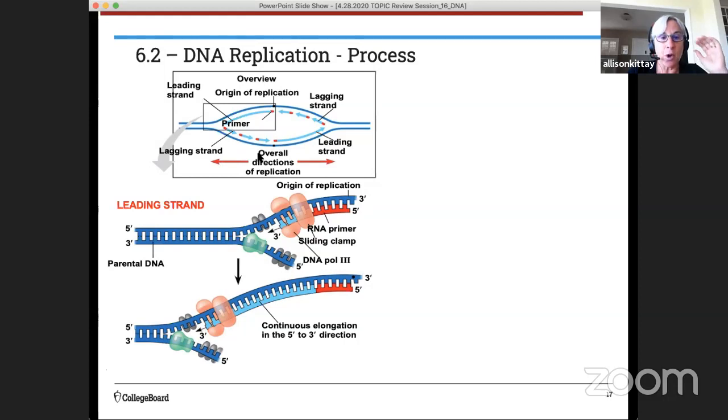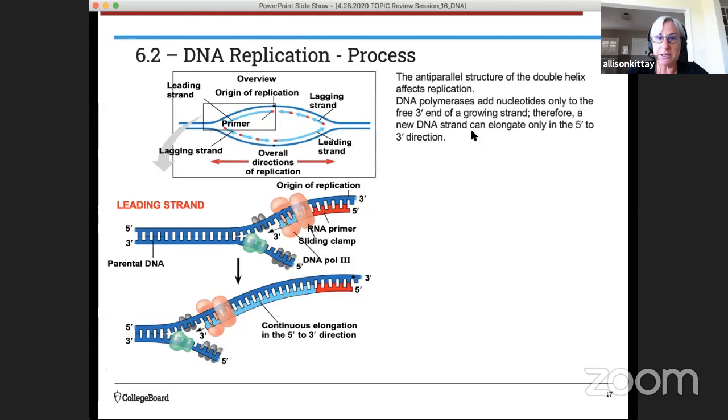And so the overall direction of replication is, you can see the red arrows are indicating that. So first I want to focus on the leading strand. And again, here's our directionality. The template is this 5' 3', and so the new strand will always be synthesized in the 5' to 3' direction. You can think of this one as going toward that replication fork. Okay, so let's look at the details.